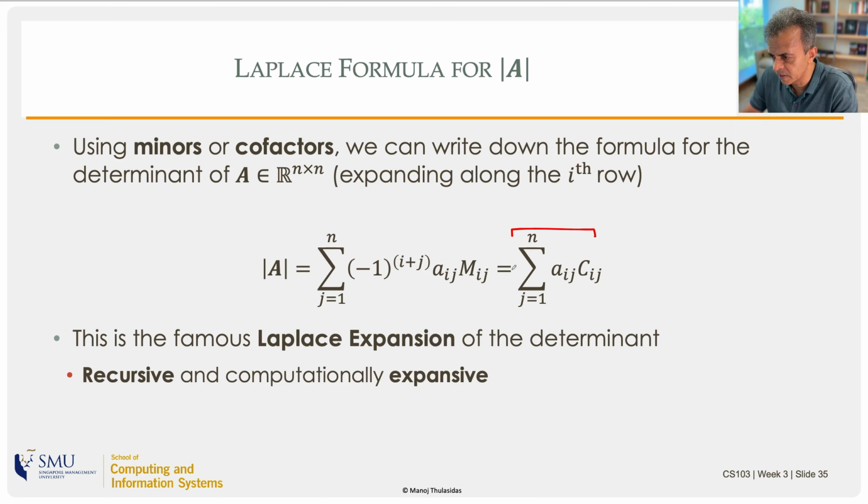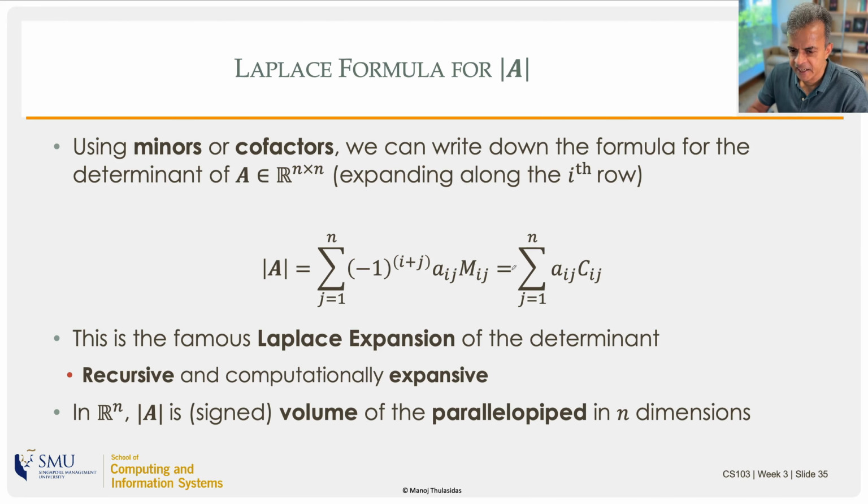You can implement it using some nested for loops in a program, but don't do that, because it is recursive and it's very, very expensive computationally. You can sit down and calculate the computational complexity of this one. I would invite you to do that as an exercise, and it is not pretty. And again, in Rn, the determinant of A is the signed hyper volume of the hyper-parallelepiped in n dimensions.